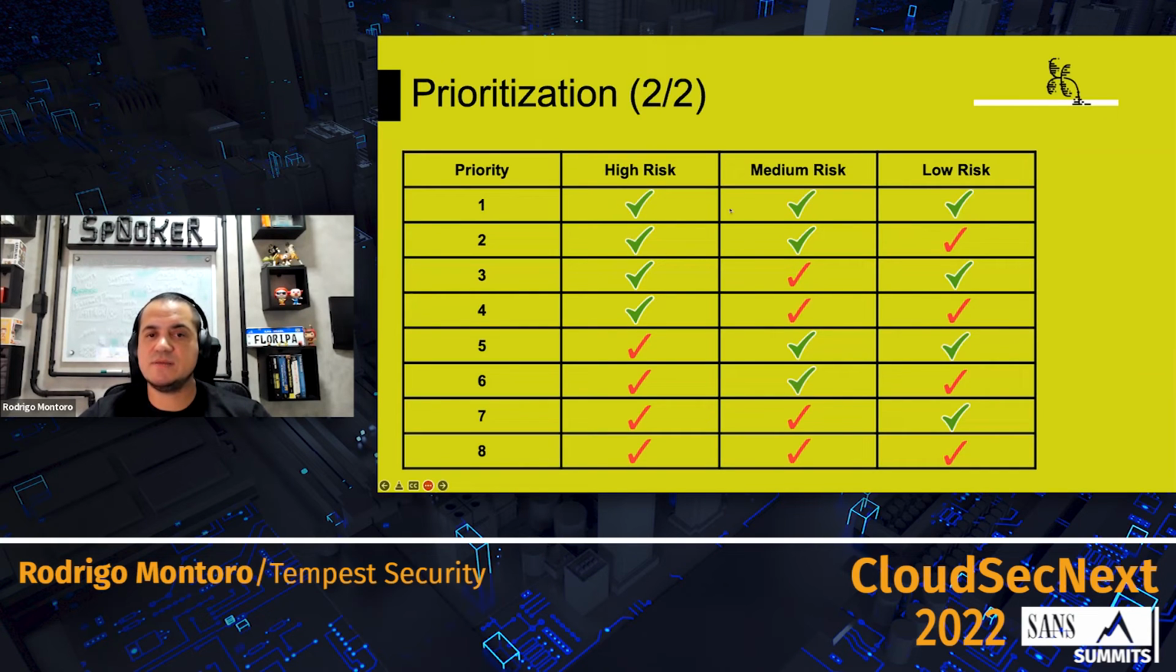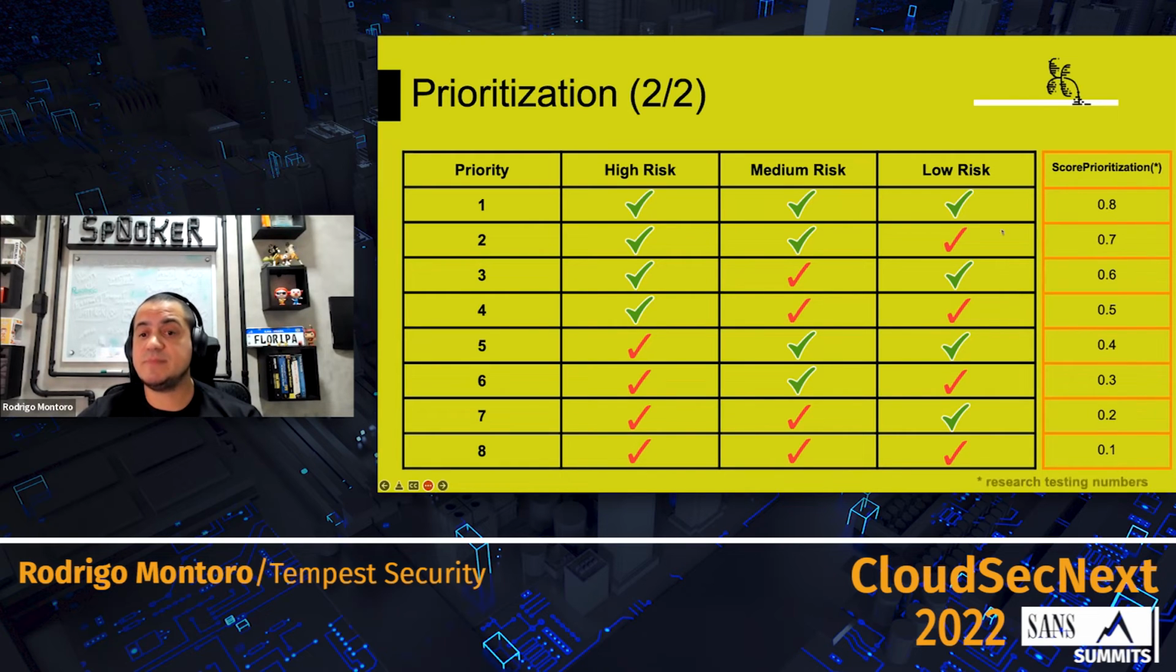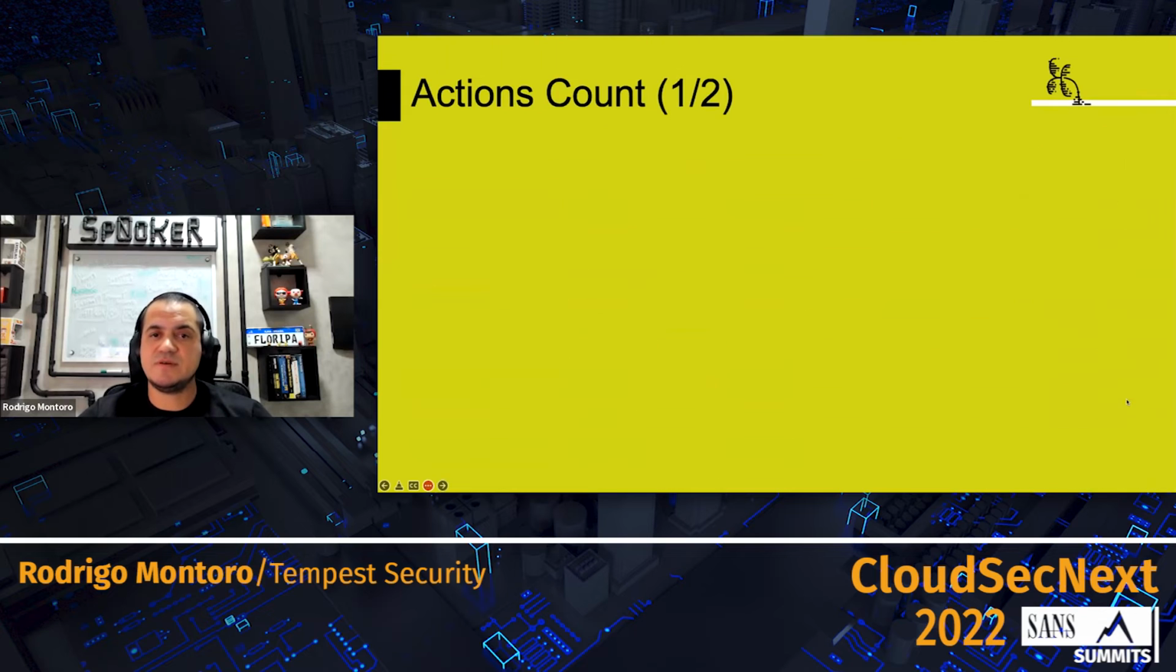So priority 1 if you have the high risk, medium, low, and priority 8 if you have none of them, it's all 0. That's bringing me to this score. Remember, this is a research and test number that was tested mostly in my environment. It probably could work fine in yours, but maybe not, because it's something very dynamic. And so we set this score prioritization value with those values. That's pretty trivial, this first part.